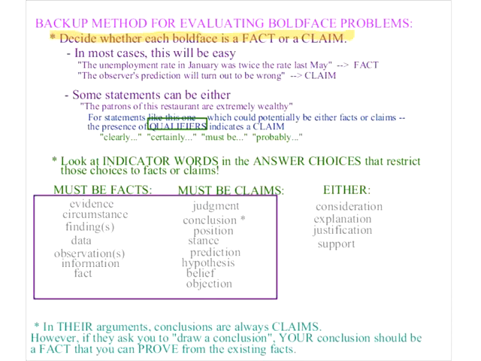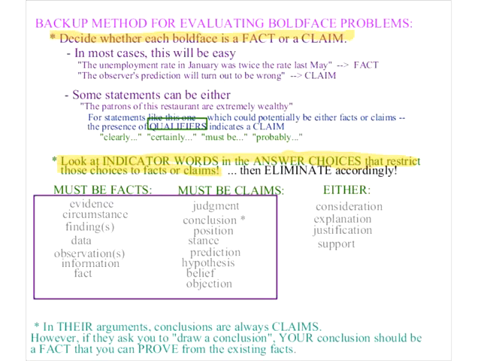So you decide whether each boldface is factual or whether it's a claim. And then you look for indicator words that restrict your choice accordingly. And then when you find those, eliminate accordingly.